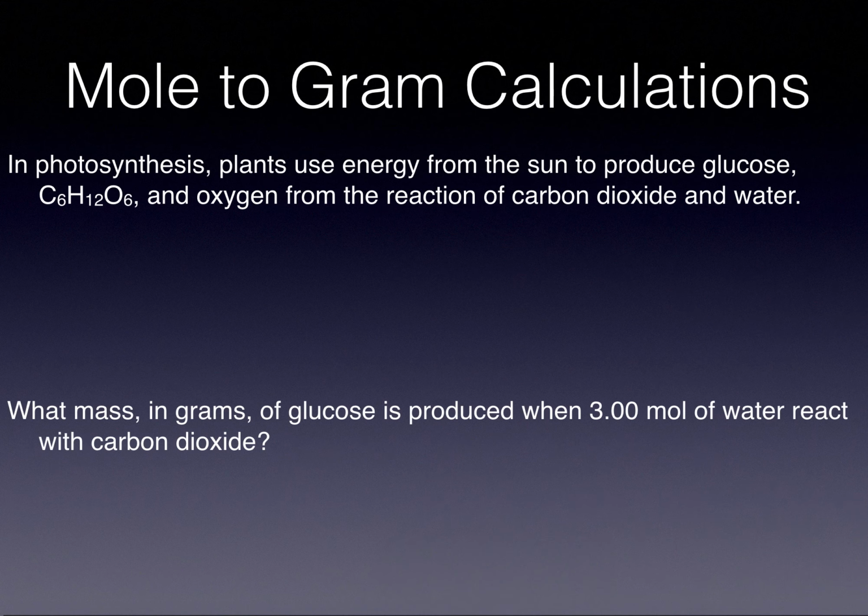Now we're going to add a gram to here, so mole to gram calculations. It says in photosynthesis, plants use energy from the sun to produce glucose, C6H12O6, and oxygen from the reaction of carbon dioxide and water. The first thing we need to do here is create our balanced chemical equation.